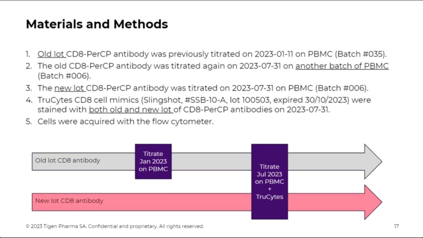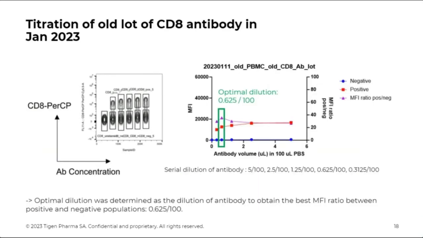We also tested it on the TruCytes to see how the expression looked like. And here we have the new lot of the antibody, which we tested with the new lot of PBMC and the TruCytes. And then we can compare how the expression and the titration look if we do it on PBMCs or TruCytes. The hope is that we can use TruCytes to continue to titrate all the lots that come afterwards, because the TruCytes, as I said, are a cell mimic. They are always looking the same. They always have the same expression of CD8. So this would be an excellent tool.